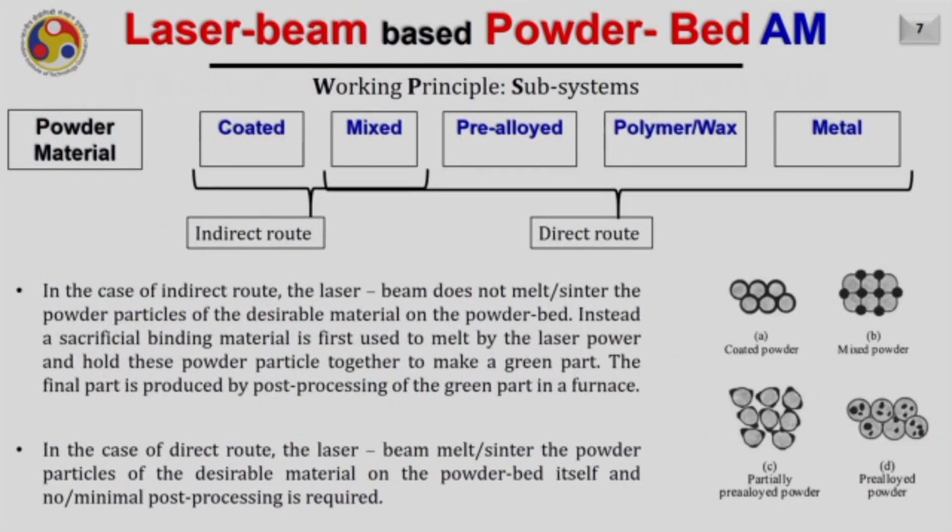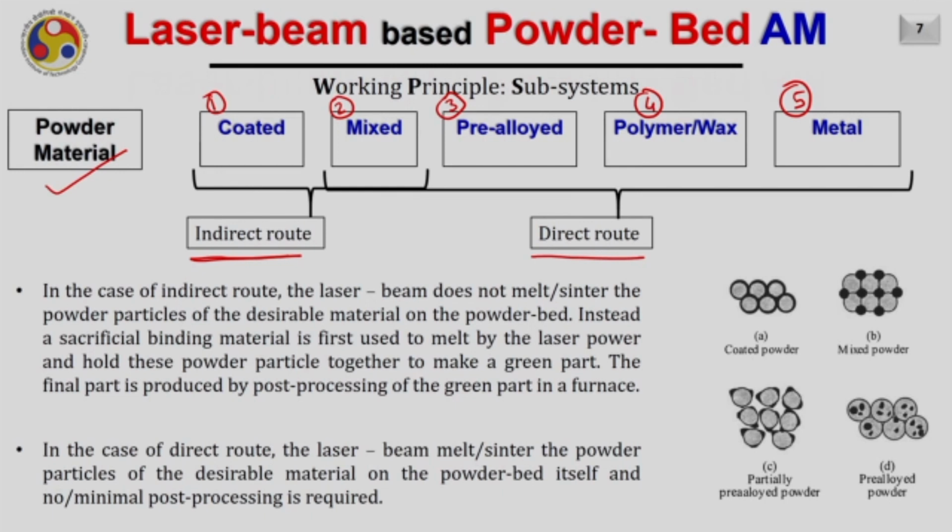Now let us talk about the different types of powder particles possible in laser beam based powder bed additive manufacturing. The first one is the coated particles, the second is the mixed particles, the third is pre-alloyed particles. Fourth is either pure polymer or wax or pure metals. To process these particles, usually two routes of sintering take place. First is called the indirect route and the second is called the direct route.